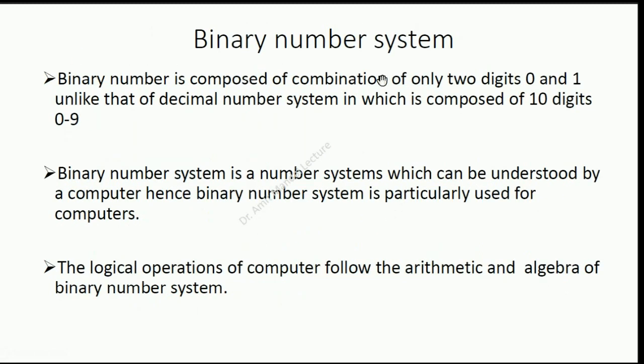So a binary number is composed of a combination of only two digits, 0 and 1, unlike the decimal system, which is composed of 10 digits, 0 to 9. And the binary number system can be understood by computers. So this number system is particularly for computers. This number system is not used by human beings to count things. The logical operation of computers follows the arithmetic and algebra of the binary number system.